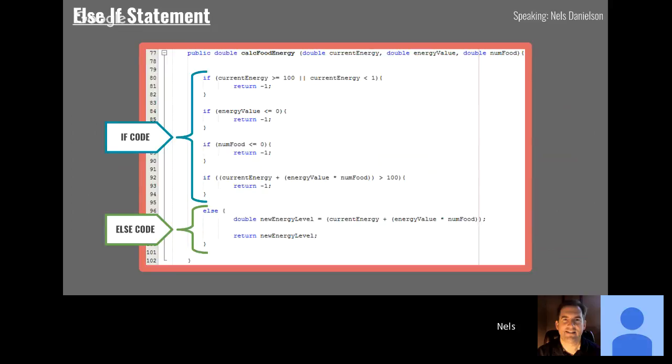Here we see, in this example, there are multiple if statements. If any of their conditions are met, they will execute and return -1, pushing an error. If none of them are triggered, the else code will be executed, performing the equation and returning its value.